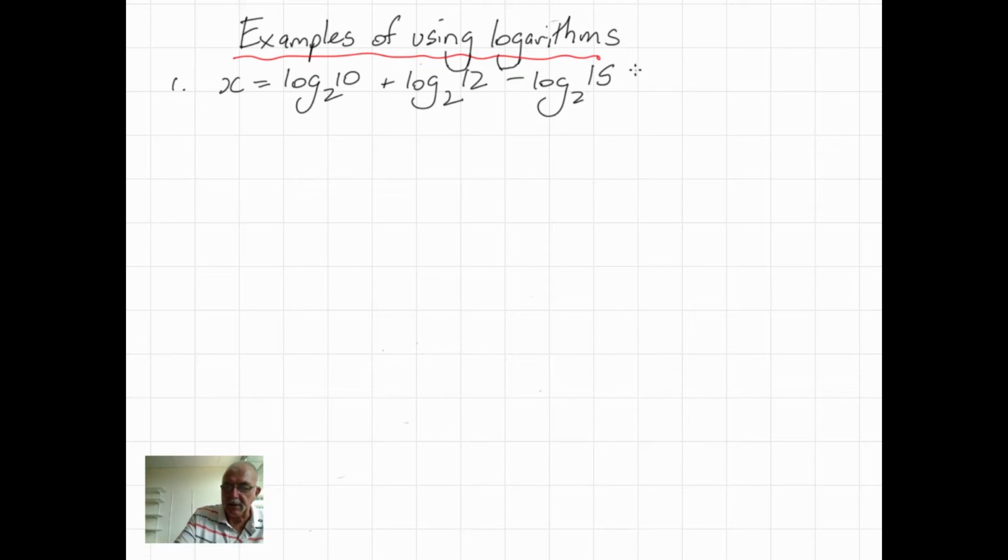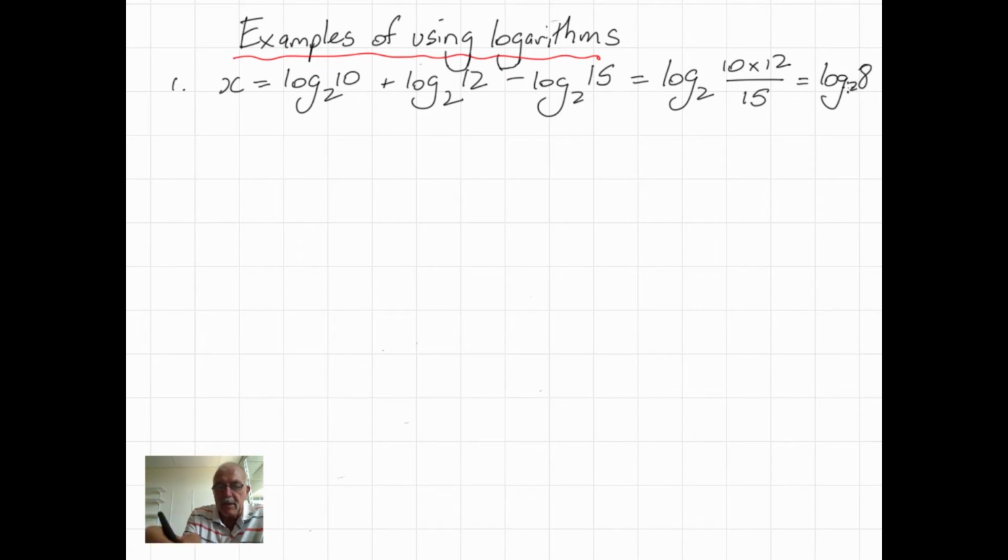This is a straight application of the first and second properties which we've done. So we're adding logs, which means we are multiplying the numbers. When you add logs, you multiply the numbers, 10 times 12. When we're subtracting logs, we're actually dividing. So using the first two properties, we've got log to base 2 of 10 times 12, which is 120, over 15, and 120 divided by 15 is 8, so log to base 2 of 8.